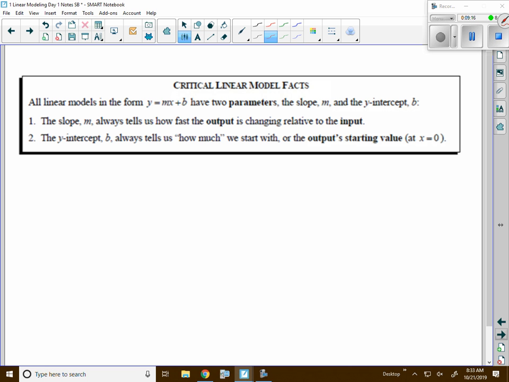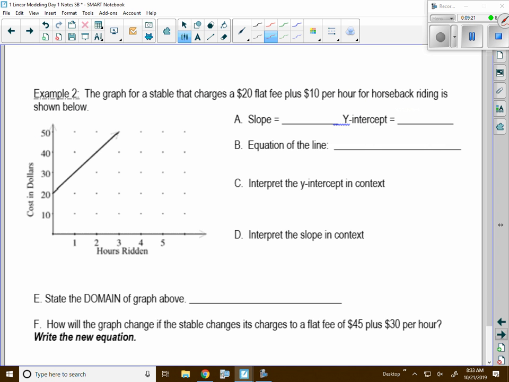All right, example. This kind of explains your slope and your y-intercept in real world problems, which we've already talked about. Example 2. The graph for a stable that charges a $20 flat fee plus $10 per hour for horseback riding is shown below. So let's break this down. If they charge a $20 flat fee, how many times do you pay that flat fee? One time. And then $10 per hour. So you're going to pay the 10 multiple times, assuming that you go for multiple hours.